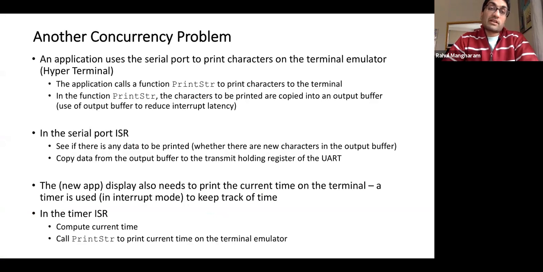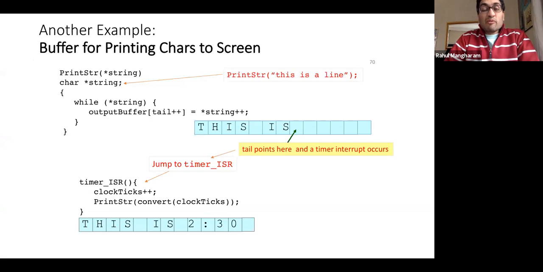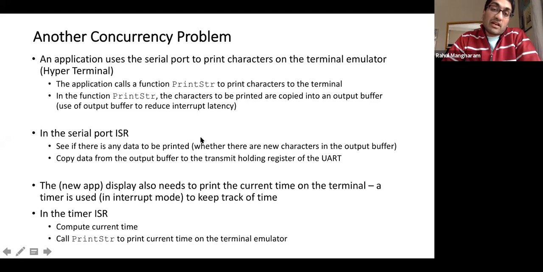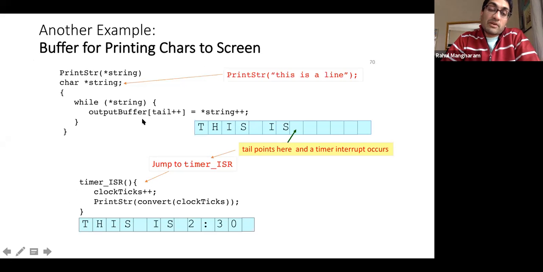Okay, so let's look at an example where we have some concurrency problems. Say we are printing out the time, and the time is running on an interrupt. That's one task: we want to print out the time. Another thing is that we are actually typing on the keyboard.